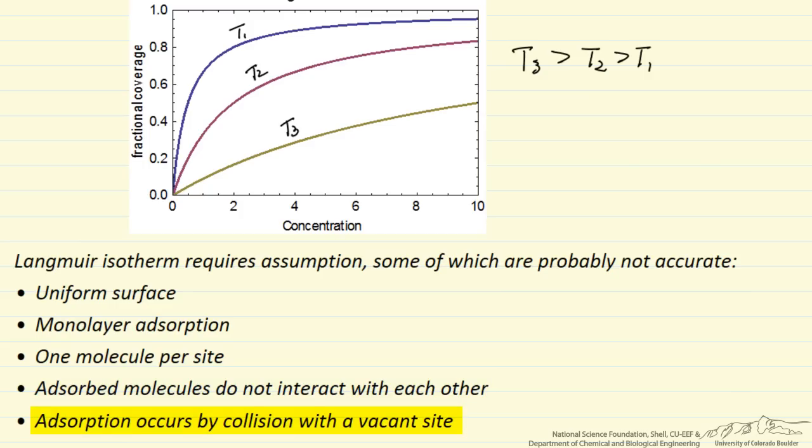And then adsorption occurs only by collision with a vacant site, because we assume the adsorption is proportional to the fraction of vacant sites available. But this is certainly not always the case. Molecules can collide with a site already occupied and move along the surface to a vacant site. But the Langmuir isotherm is a good approximation, helping us understand this idea of adsorption.